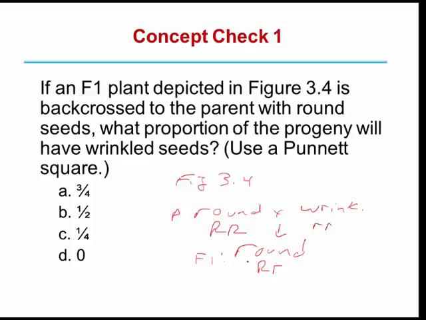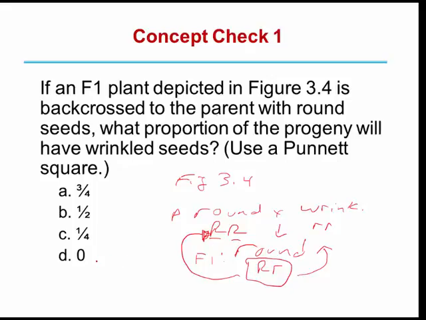So if an F1 plant is back-crossed to the parent with round seeds, back-crossed means it's crossed to one of the parents in the previous generation. A back cross could be to either one of the parents. In this particular case, it's going back to the homozygous dominant parent, and the only thing you can get from that parent is a big R. If you had back-crossed to the other one, it would be a test cross and you would get 1 to 1. But they're asking about this one.